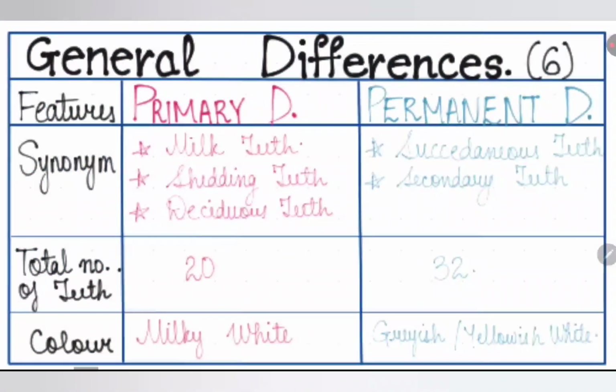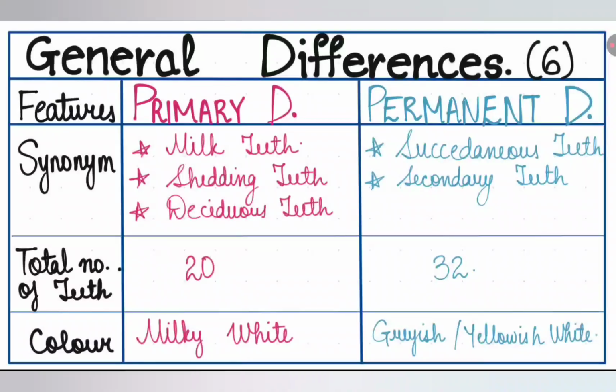So let's continue. Talking about the general differences, we have 6 points here. The first point is the synonym. What is primary dentition also known as? They are known as milk teeth, shedding teeth or deciduous teeth. We all know that, right? And permanent teeth are also known as succedaneous teeth and secondary teeth. The total number of teeth: there are 20 primary teeth and there are 32 permanent teeth, which includes the third molar.